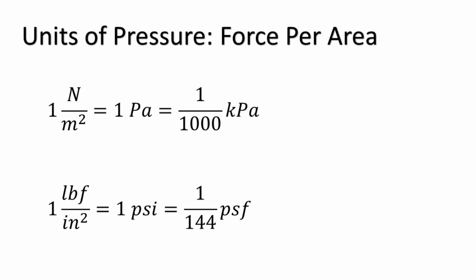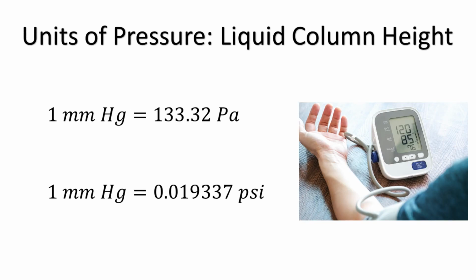1. Force per area. For example, Newton per square meter, which is also known as Pascal. 1 kilopascal denotes 1,000 pascals. Similarly, pound force per square inch, also known as PSI, is often used in countries adopting the imperial unit system. In these countries, pound force per square foot, or PSF, can also be found in use.